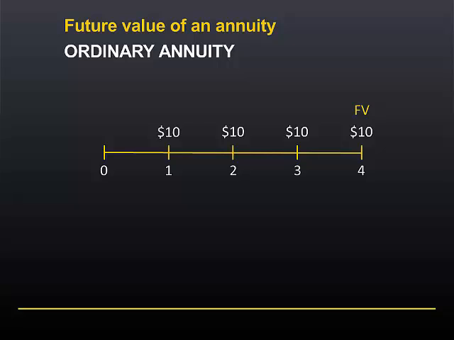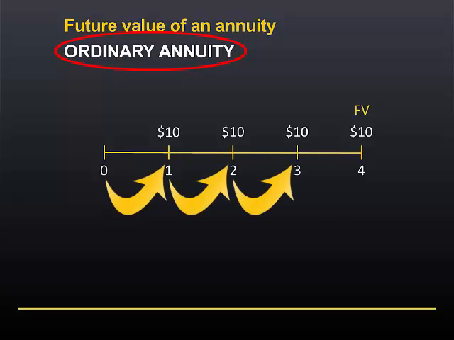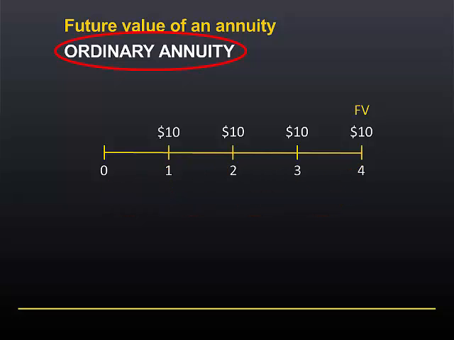Once again, it's important to note that what we have here is an ordinary annuity because the cash flows occur at the end of each period of the annuity. It is also possible to calculate the future value of an annuity due, but that is beyond the scope of this subject.